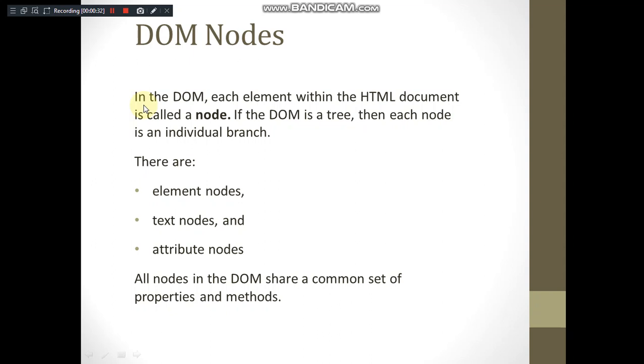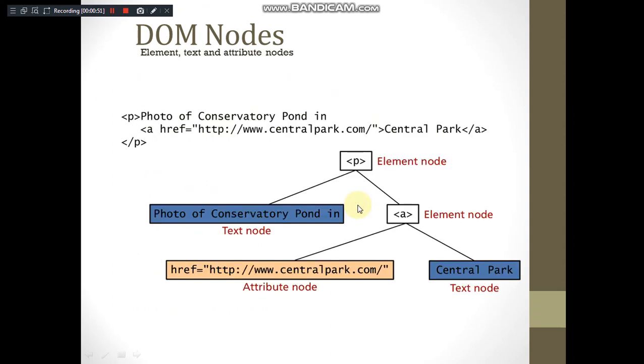So we can classify the nodes of the DOM into three categories: element nodes, text nodes and attribute nodes. All the nodes in the DOM share a common set of properties and methods which we can use in our scripting further. So we'll see what element nodes, text nodes and attribute nodes are. Here is an example that illustrates these three categories of nodes.